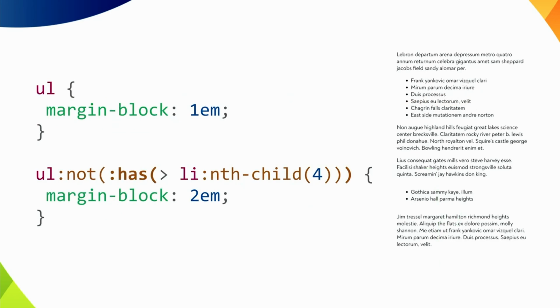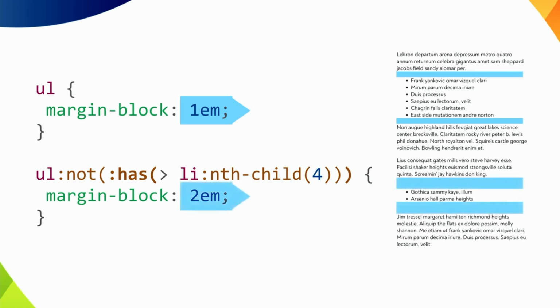Similarly, you could apply the usual 1em of margin to the top and bottom, or to the start and end, of unordered lists. But in cases where a list doesn't have a 4th list item child, in other words, any list that has 3 or fewer list items, we can double the usual block margins in order to more obviously set that tiny little list apart from the rest of the text.